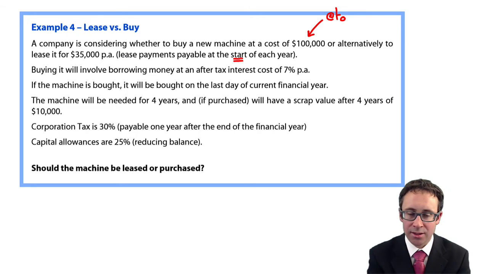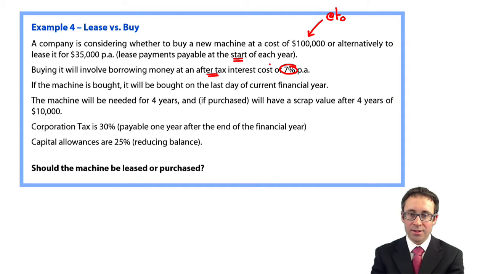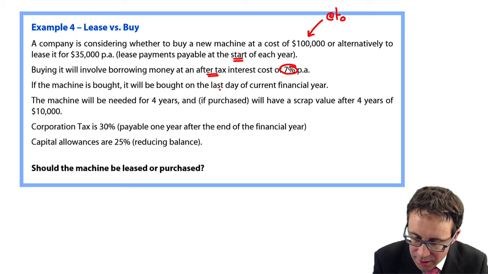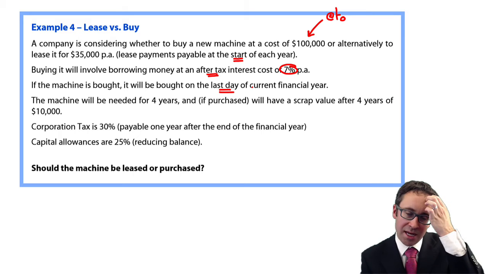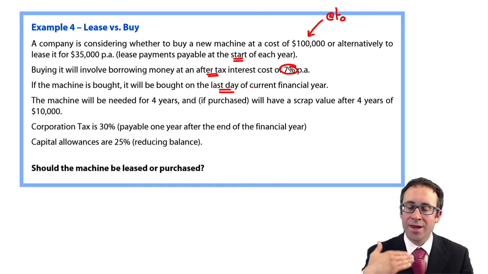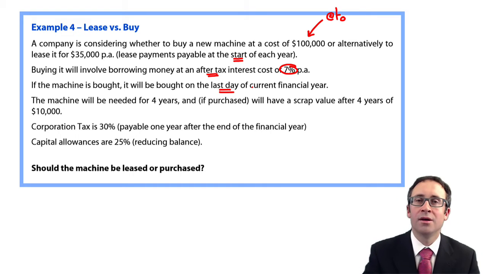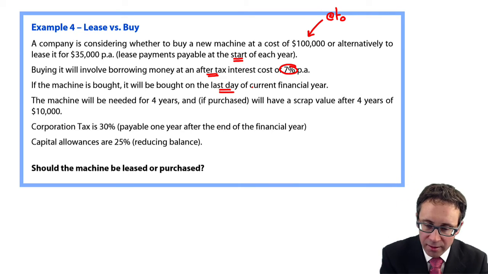The issue is how many years that then goes on for. Buying it will involve borrowing money at an after-tax interest cost of 7% per annum. So that's our discount rate. If the machine is bought, it will be bought on the last day of the current financial year. That's important for tax purposes because it will determine when we claim those tax writing down allowances. Because if we get the asset on the last day of the current financial year, then for this financial year, we will claim some tax writing down allowances, but we'll see more of that shortly. The machine will be needed.